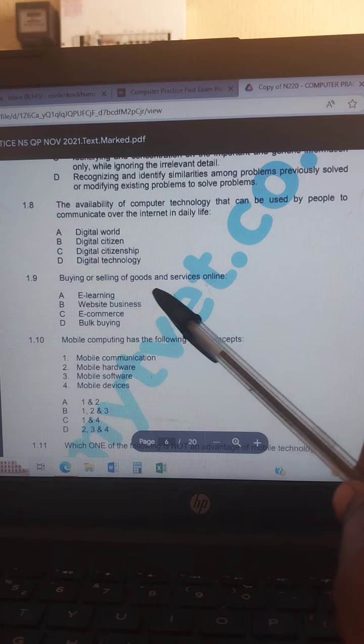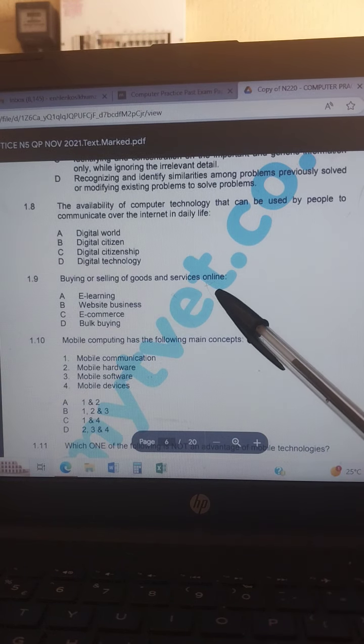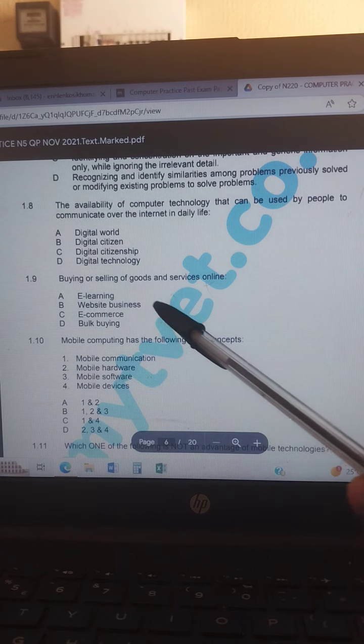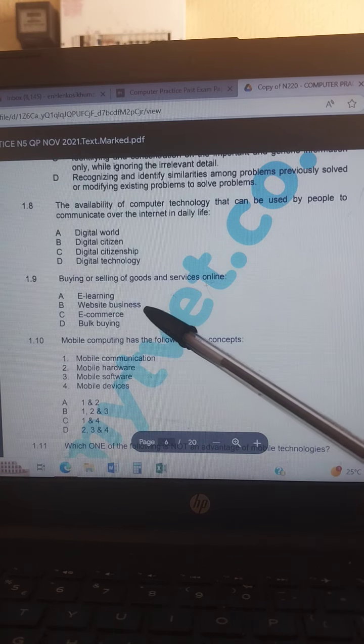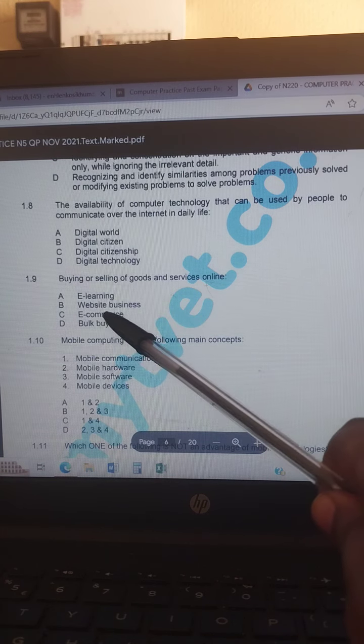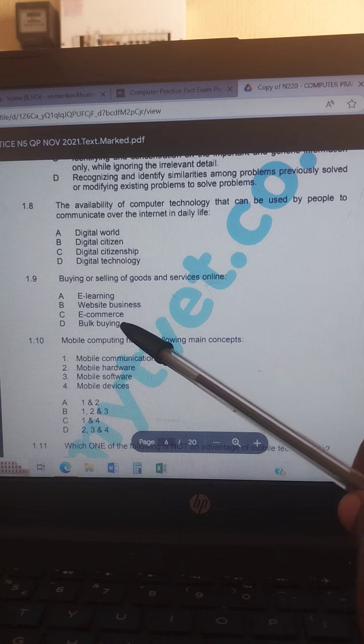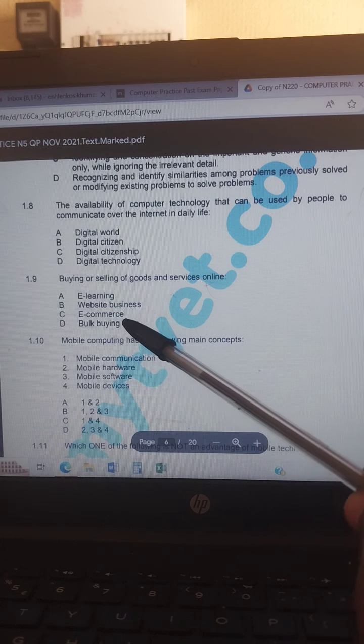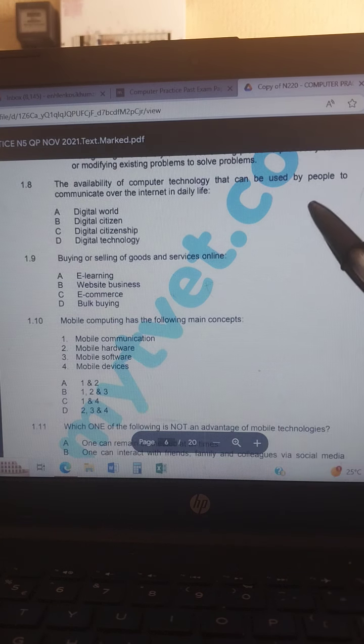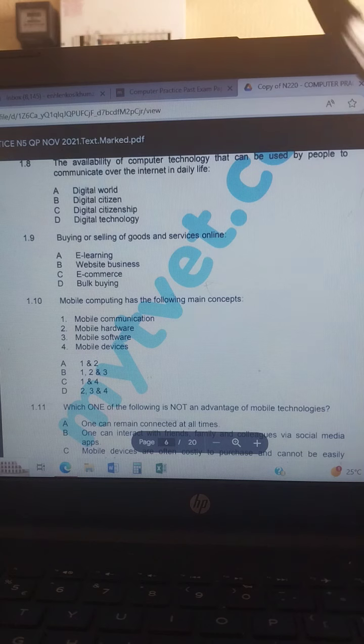Then we go to number nine. Buying or selling of goods and services online. A, e-learning. B, website business. C, e-commerce. D, bulk buying. We all know that it's e-commerce. So the answer here is C.